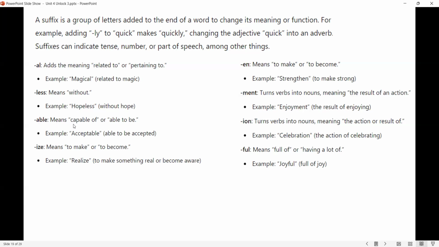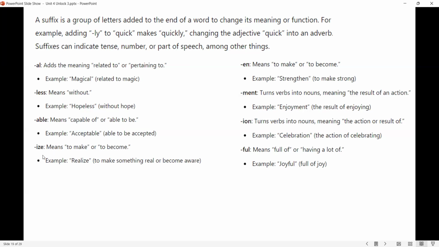Able means capable of or able to be. Accept is the noun and the verb. When you add able to it, it changes to an adjective. Acceptable means able to be accepted.